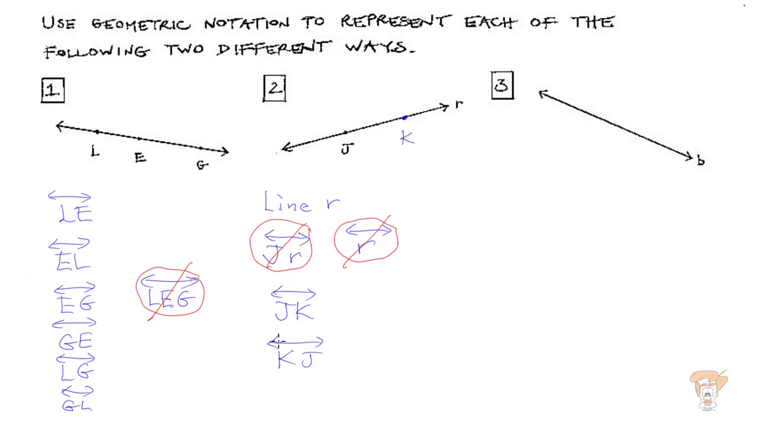In number 3, notice a line is presented and there's a lowercase b to the right of the line. That lowercase b can be used to designate that line as line B. There are no points identified and located that are contained by line B. Therefore, we need to identify and locate 2 points. We can identify this point as L and this point as M, and we can now designate this line as line LM or line ML.